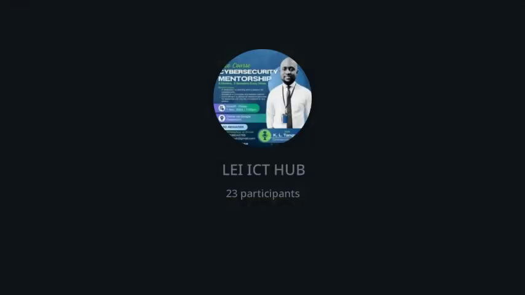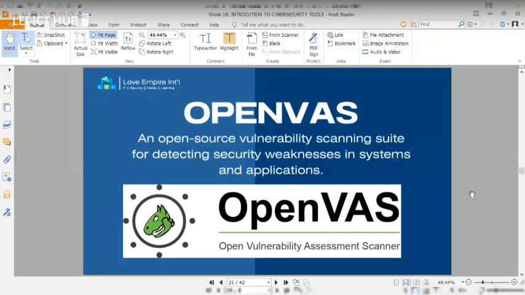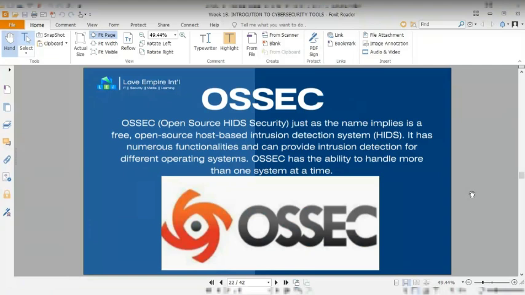Another tool we have is OpenVAS, an open source vulnerability scanning suite for detecting security weaknesses in a system or an application. So we have OSSEC. OSSEC simply means open source host-based security. Just as the name implies, it is a free open source host-based intrusion detection system. It has numerous functionalities and can provide intrusion detection for different operating systems. I believe we all know what an operating system is.